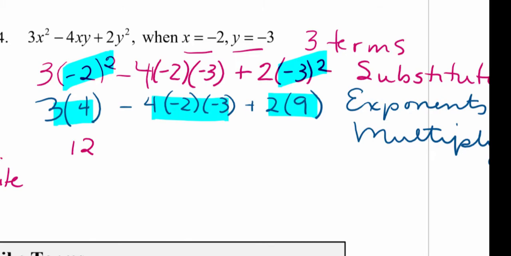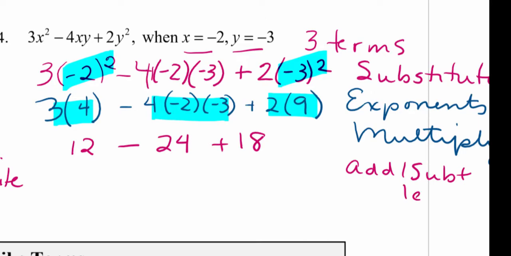We have these 2 numbers, these 3 numbers, and then the last 2. So 3 times 4 is 12. Then here we're going to go ahead and do -4 times -2, which is 8, times -3, which is -24. And then our 2 times 9, which is 18.